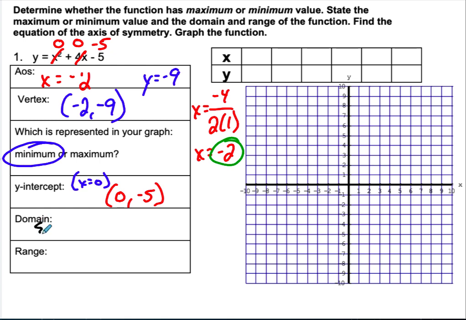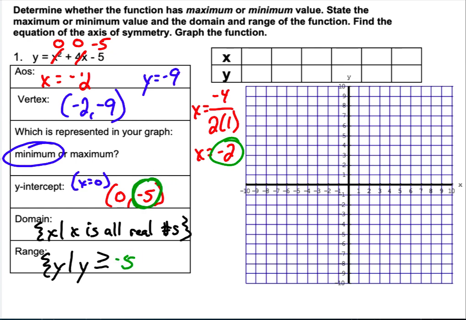My domain is always going to be x such that x is all real numbers. My range, since I had a positive a value, so I know it's opening up, is going to be y is greater than or equal to, remember that k value, which is my y, negative 5.